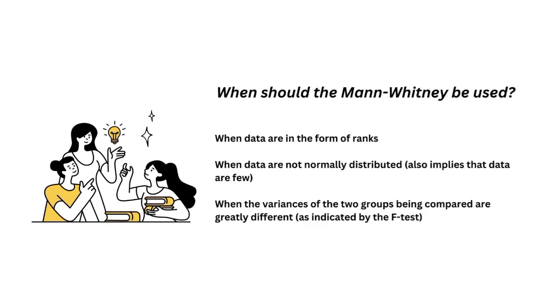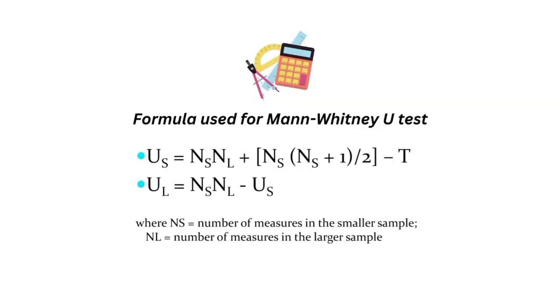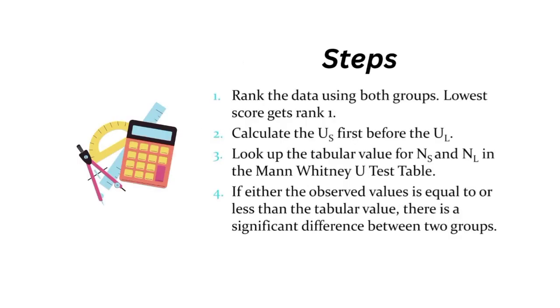So when should the Mann-Whitney U Test be used? First is when data are in the form of ranks. Second is when data are not normally distributed, which also implies that data are few. Lastly is when the variances of the two groups being compared are greatly different, as indicated by the F-test. So, U sub S and U sub L are the formulas used for Mann-Whitney U Test, where N sub S is equal to the number of measures in the smaller sample and N sub L is equal to the number of measures in the larger sample.